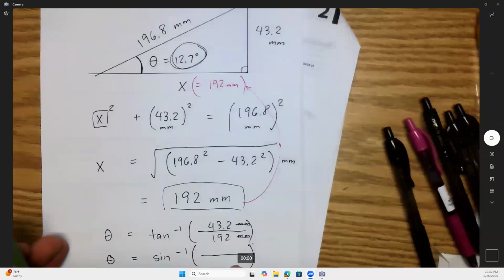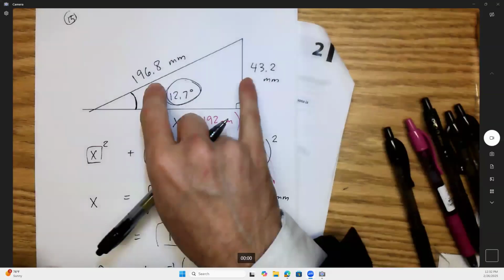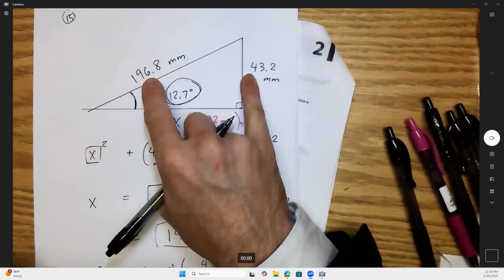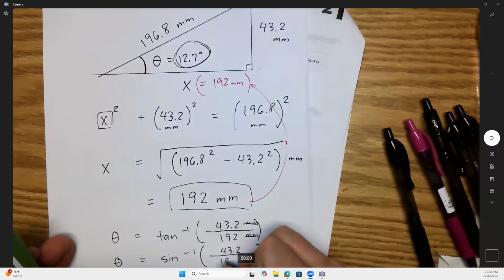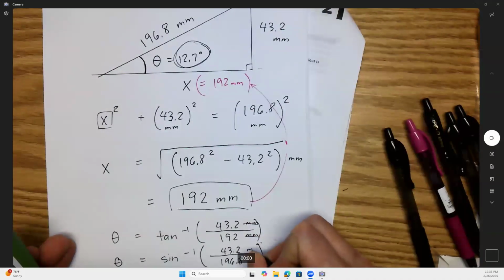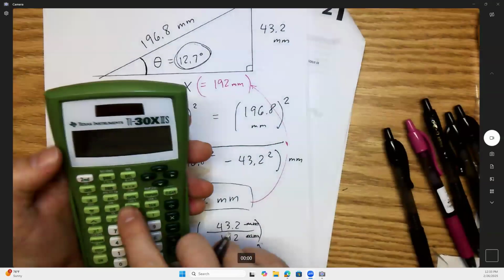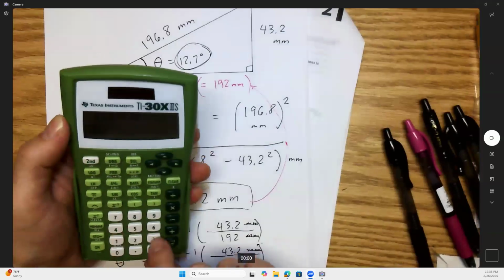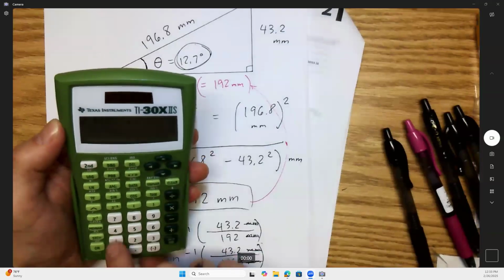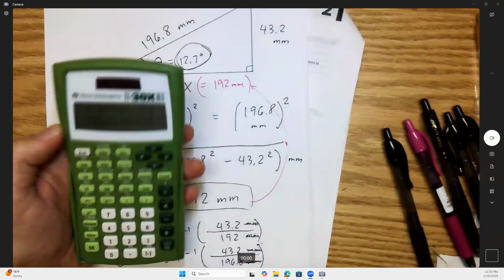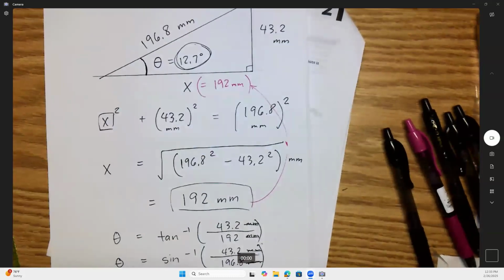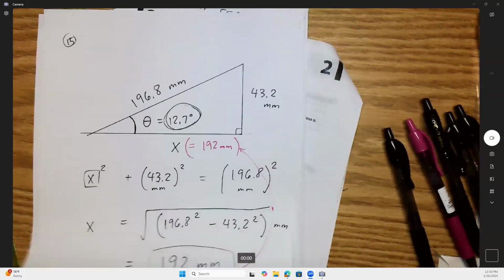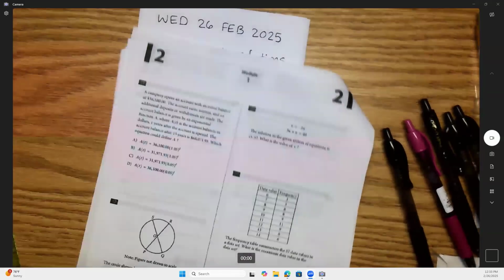What if you had done inverse sine instead? And I'm writing inverse sine because it plays off the 2 values that they gave you to start with. Okay. That would be 43.2 over 196.8 millimeters, whatever. Let's see, does that give you the same thing? It should. 43.2 over 196.8. It's exactly the same thing. It is. Look at there. So you guys know how to get an angle from a right triangle. All right, next question.